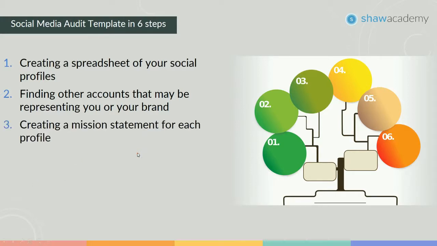Third step, creating a mission statement for each profile. So make sure you know what is the purpose, what is the end goal, and how to work on this idea. That's why I call it a mission statement. Fourth step, ensuring accounts are on brand. Easy, all the accounts must be part of the brand, and you know how important it is working in this way.